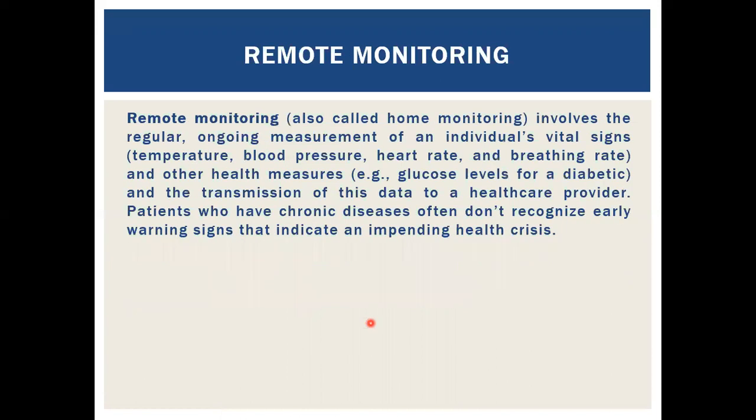Remote monitoring, also called home monitoring, involves the regular, ongoing measurement of an individual's vital signs, temperature, blood pressure, heartbeat, and breathing rate, and other health measurements like glucose level in diabetics, and the transmission of this data to the healthcare provider, their physician. Patients who have chronic diseases often don't recognize early warning signs that indicate an impending health crisis.